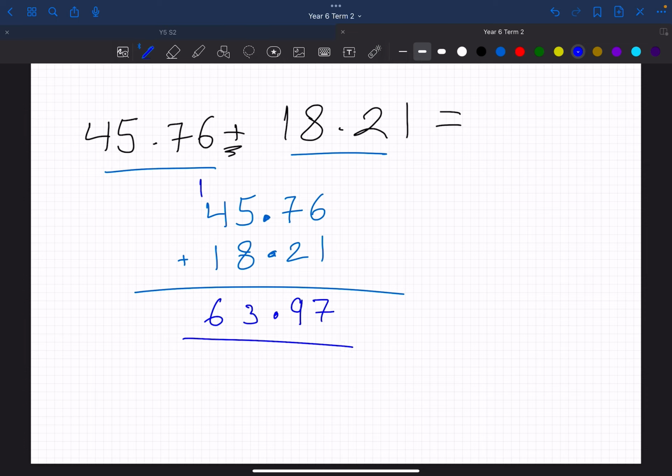This is the answer. You can do something called inverse operation by subtracting 18.21 from the value you got, 63.97, and you will get 45.76. Or otherwise take 63.97 and subtract 45.76, and it will give you 18.21. Okay. So when you do this, you will double check and you will know for sure that this is the right answer.